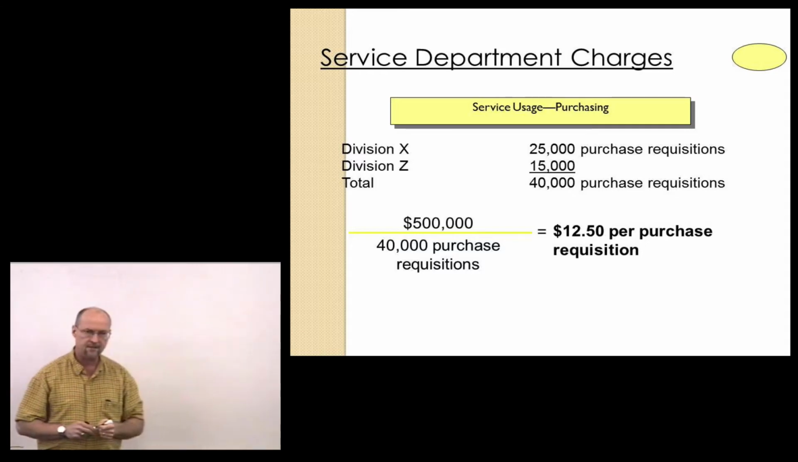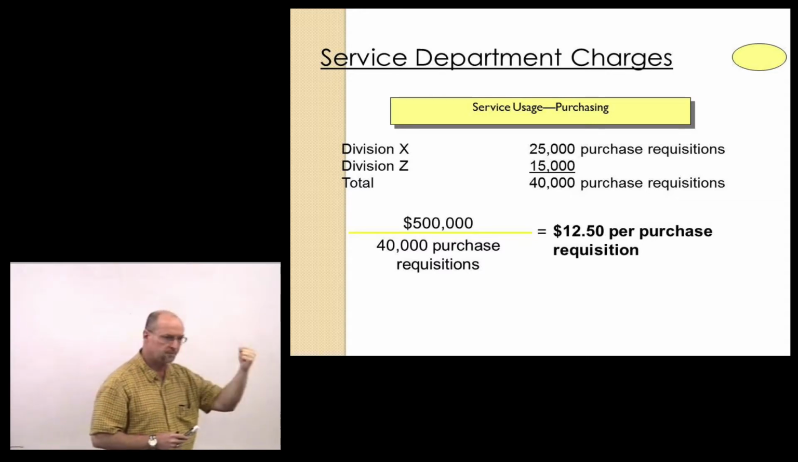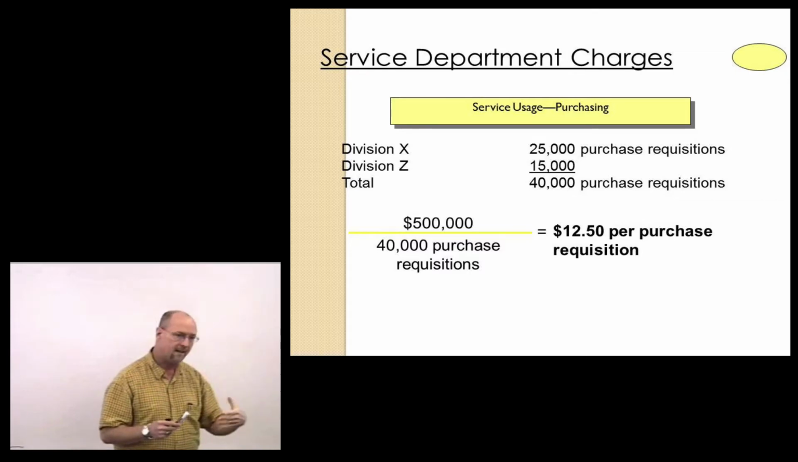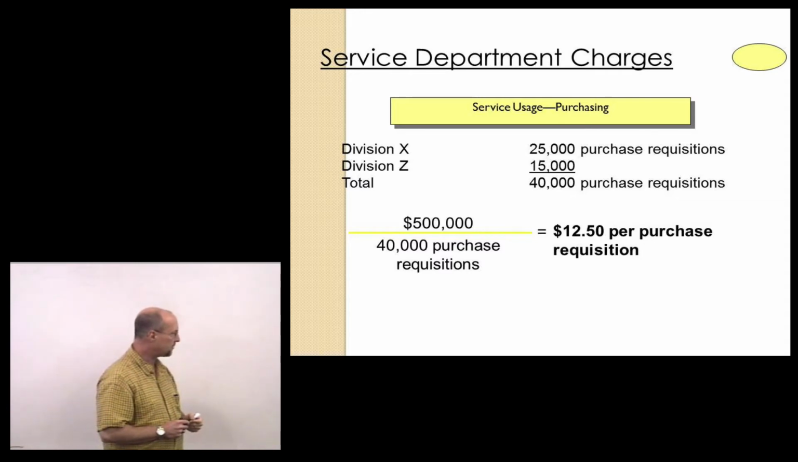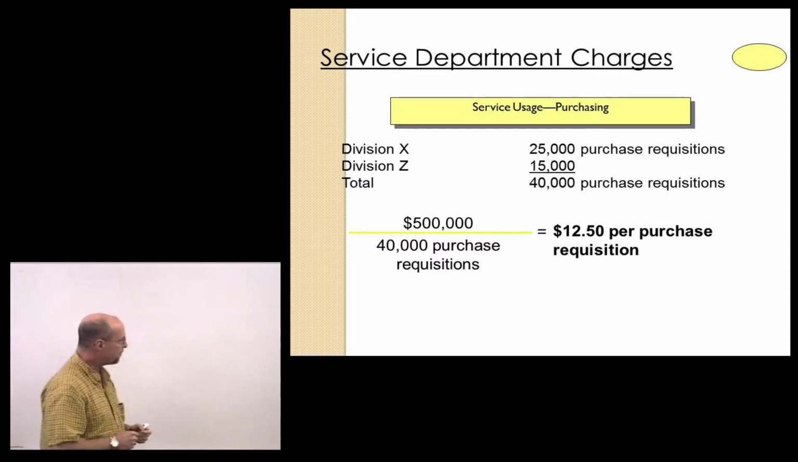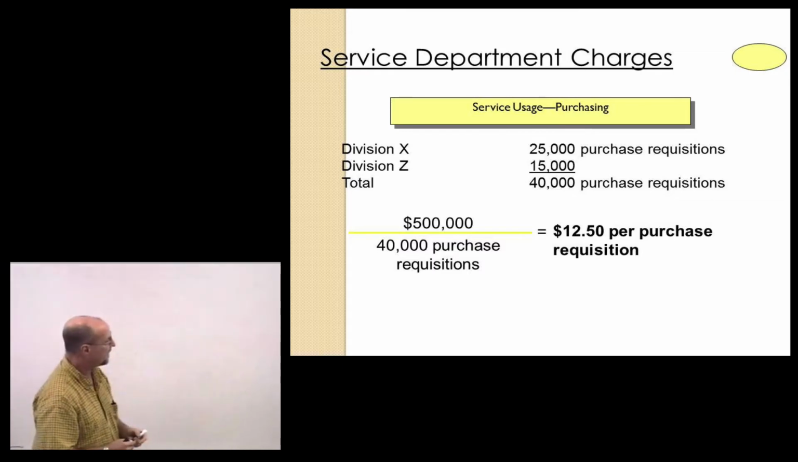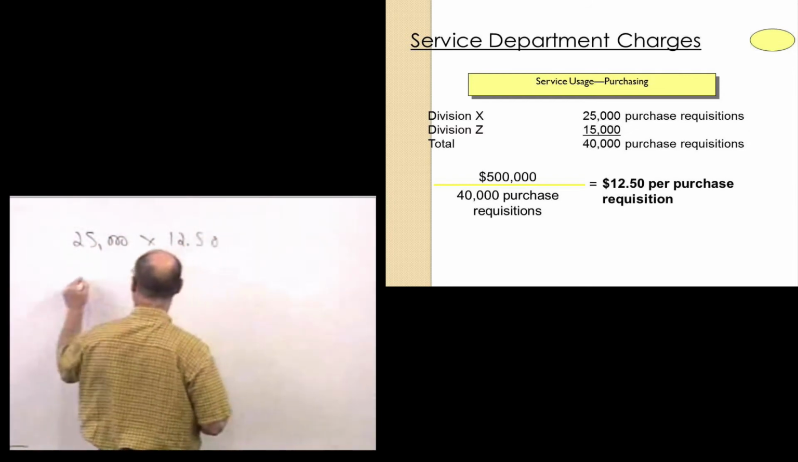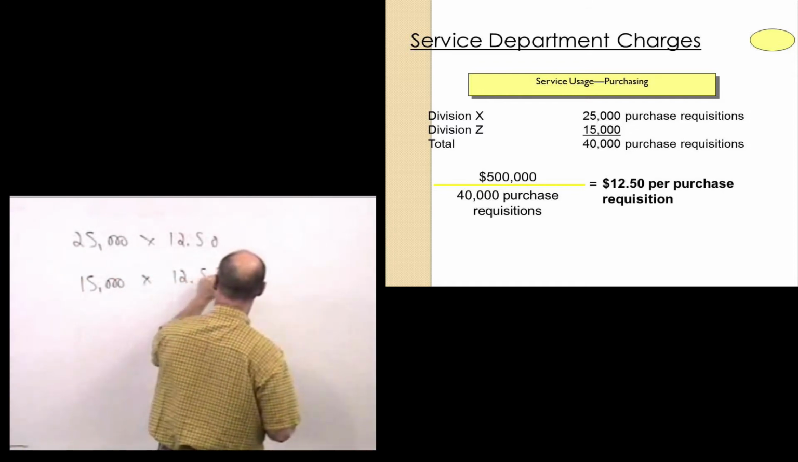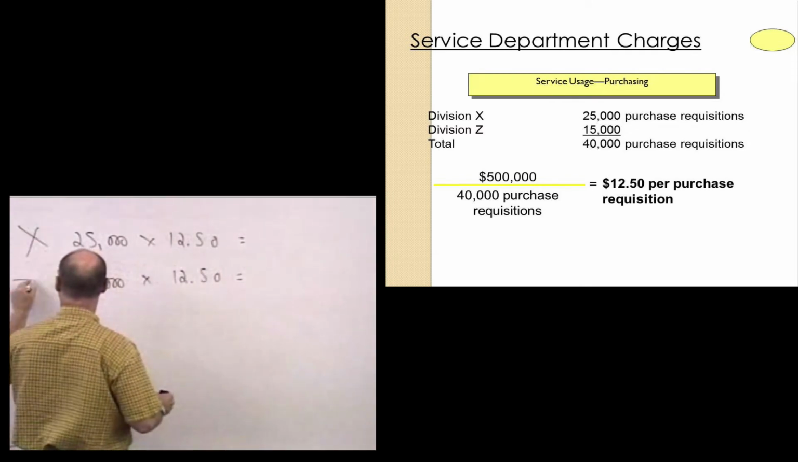That comes to a cost, even though it only takes 30 seconds or a minute to place a call to a vendor saying, hey Joe, send me 5 cartons of this product. The fact that we have a full-time employee with benefits and a computer and a desk costs us $12.50 per purchase requisition. So I need to allocate this $500,000 to Divisions X and Z, based upon the number of purchase requisitions required for each division. I'm going to multiply 25,000 times $12.50, and 15,000 times $12.50. We'll see in a later slide what that number is; I don't have the number offhand. This is for X, and this is for Z.